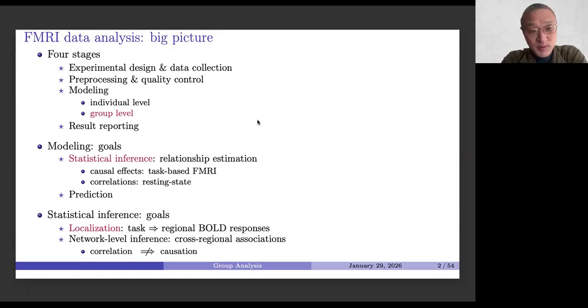Today we're going to focus on group level. That means for each participant, we have analyzed their data using a regression model. So we go to group level, then we build a model, then say something. The last stage would be result reporting.